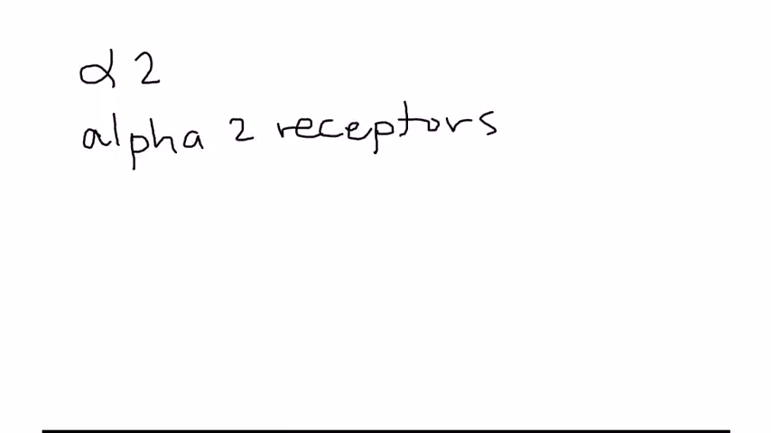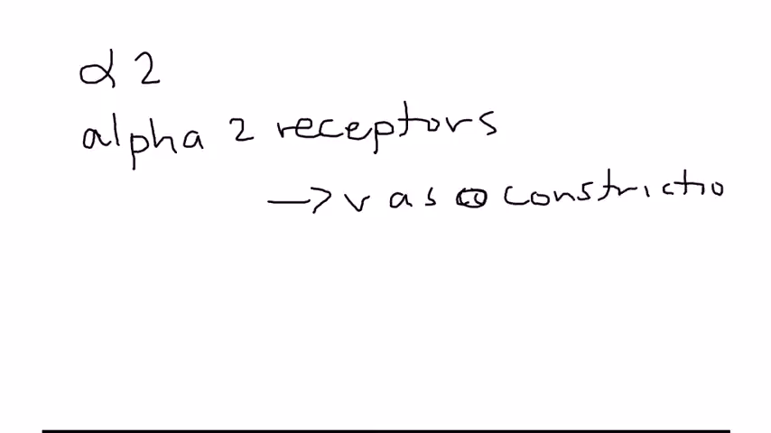It's thought that this happens as a result of an exaggerated alpha-2 response. Alpha-2, if you remember, are receptors that, if they're activated, lead to vasospasm or vasoconstriction, and that is the mechanism of action.